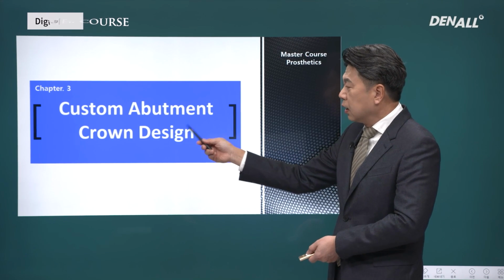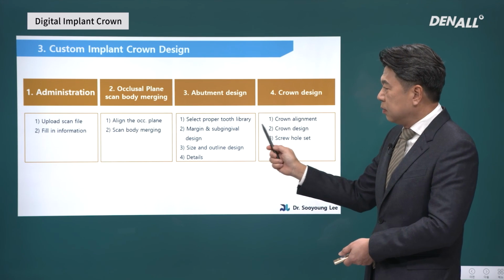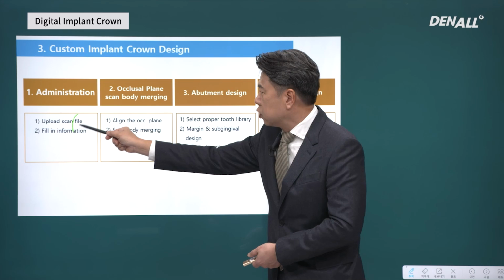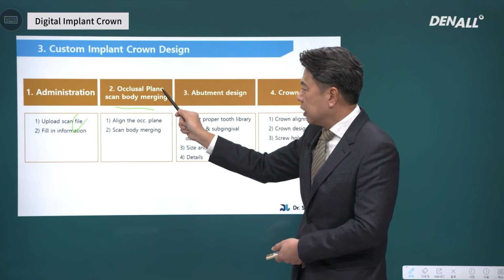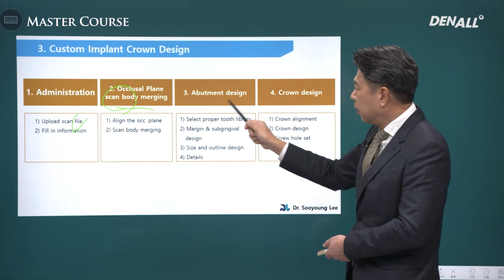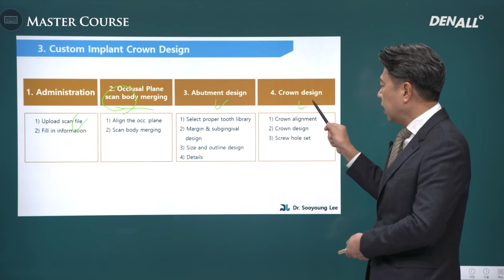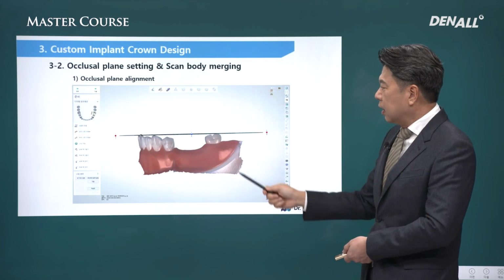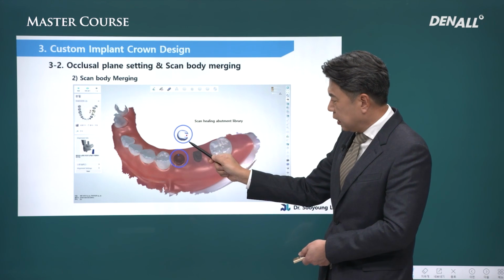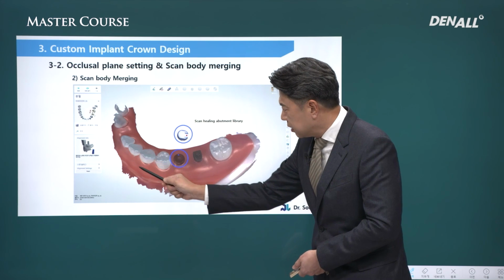We talk about custom abutment crown design. There are 4 steps like this. First, patient information should be registered, the occlusal plane should be aligned, and scan body merging done. Then abutment design, followed by crown design. Briefly, the occlusal plane is set. This is the merge process. This is the scanned data.